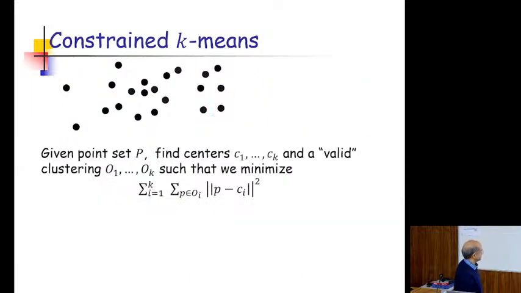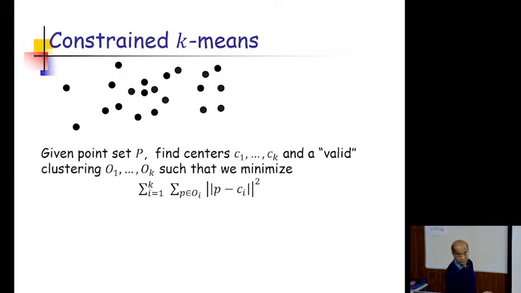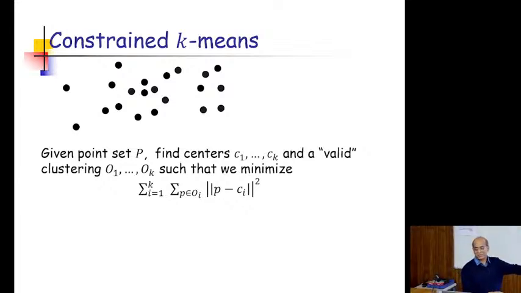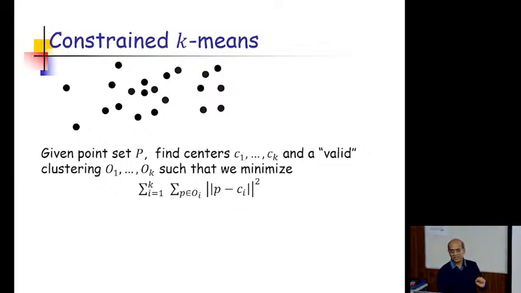What that means is that given a set of points P, you want to find centers C1 to Ck and a valid clustering. A valid clustering is something which satisfies some additional properties, the kind of properties I showed you, such that the objective, which is the same as the k-means objective, is minimized. For each cluster you find a center, but now the definition of clusters is constrained. Not every partitioning of a set of points is a valid clustering.